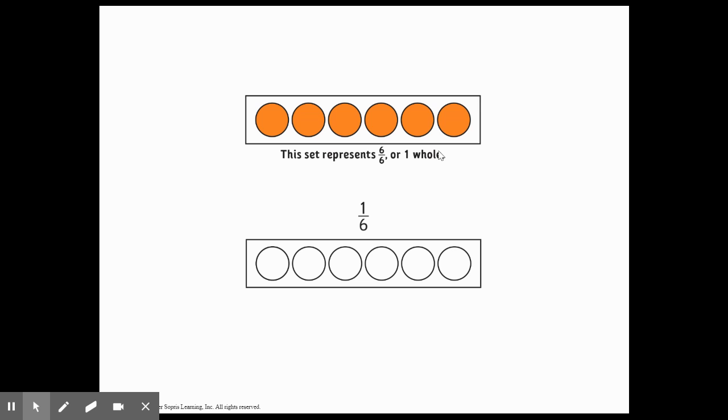First, we draw the sets. Because 1/6 is a proper fraction, we draw 1 set. Now we shade the circles. The numerator of 1/6 is 1, so we shade 1 circle. Now let's model the fraction 5/6. This is a proper fraction as well because it's smaller than 1, so we draw 1 set again. The numerator is a 5, so we shade 5 circles.